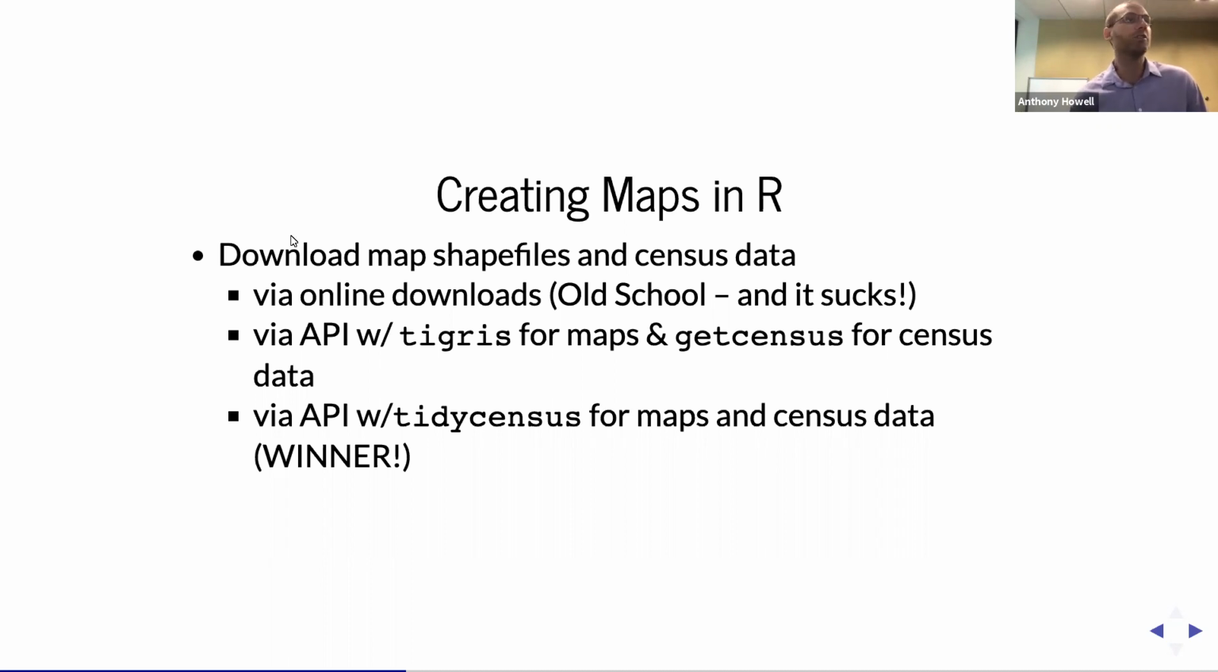There's a historical, outdated, old-school way, which is essentially you go to external websites maintained by the census, you manually download shape files into your computer file, you manually download census data into your computer file, and then you have to get into R and point R to the correct file path to load in the shapefile, or the maps, and also the census demographic data.